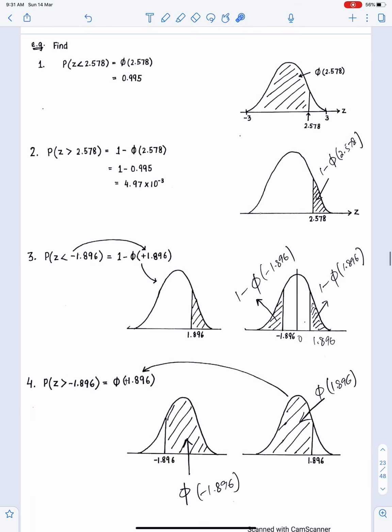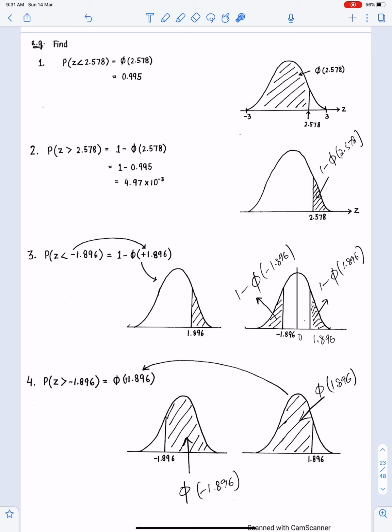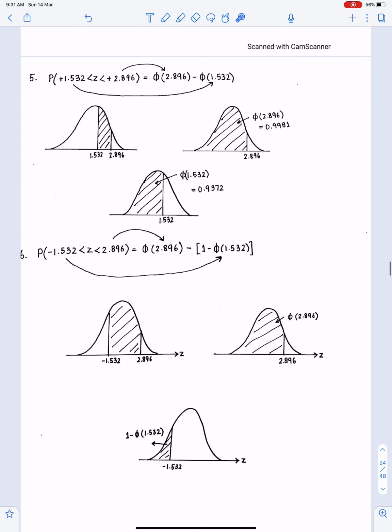If you want, you can take a screenshot of this page. These properties are very important. You must be good at the properties of normal distribution if you want to be good at this chapter. I'm sorry. Number 5.